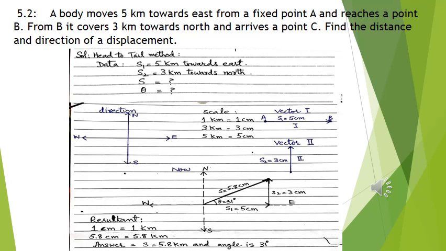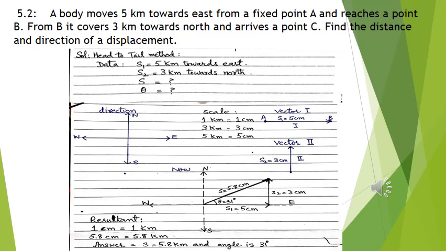Now first of all draw the direction on the page: north, south, east and west. Secondly, choose a suitable scale. We can take 1 kilometer is equals to 1 centimeter. So we can draw 3 centimeter and 5 centimeter easily. 3 kilometer will become 3 centimeter and 5 kilometer is equals to 5 centimeter.